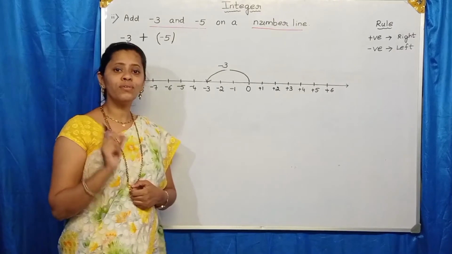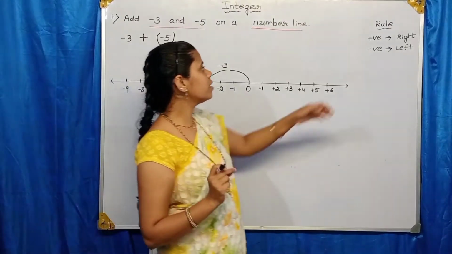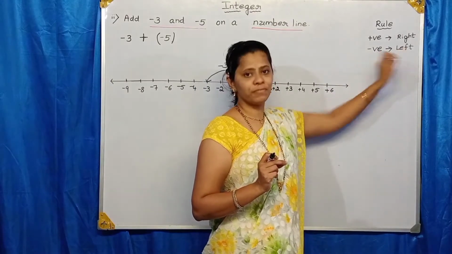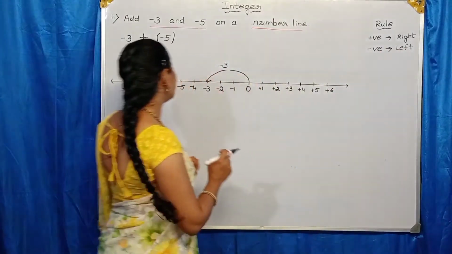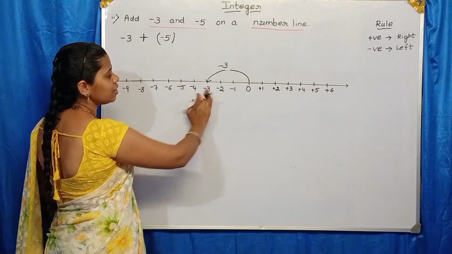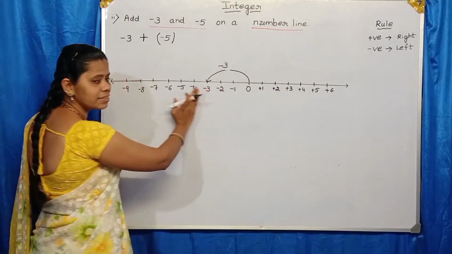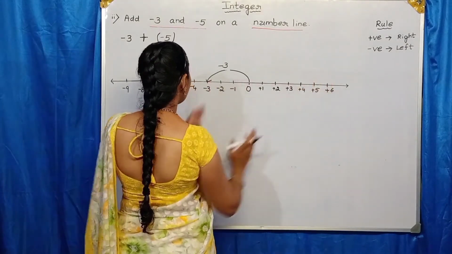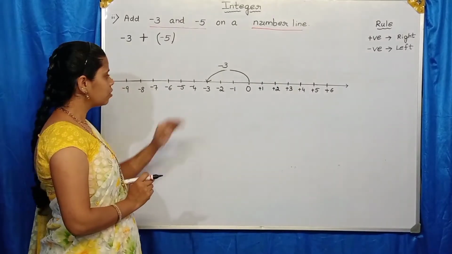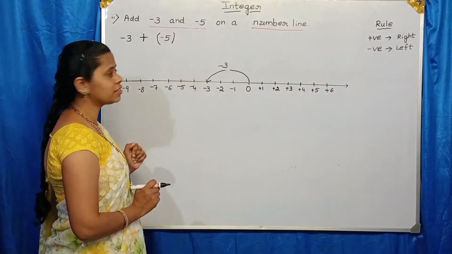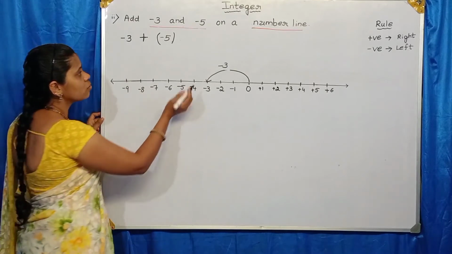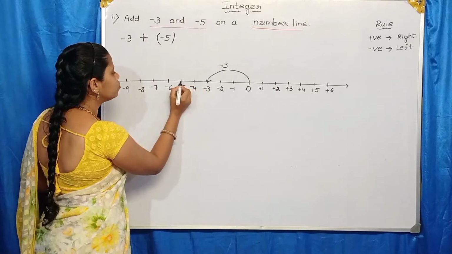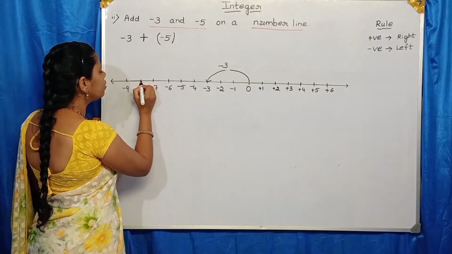But what does the rule say? The rule says, while adding a negative integer, we move to the left, isn't it? See here, for this minus 3, this is the right side and this is the left side. When you stand here, this will become the right side and this will become the left side. So we have to move to the left side on a number line. So let's move 5 steps. 1, 2, 3, 4 and 5.